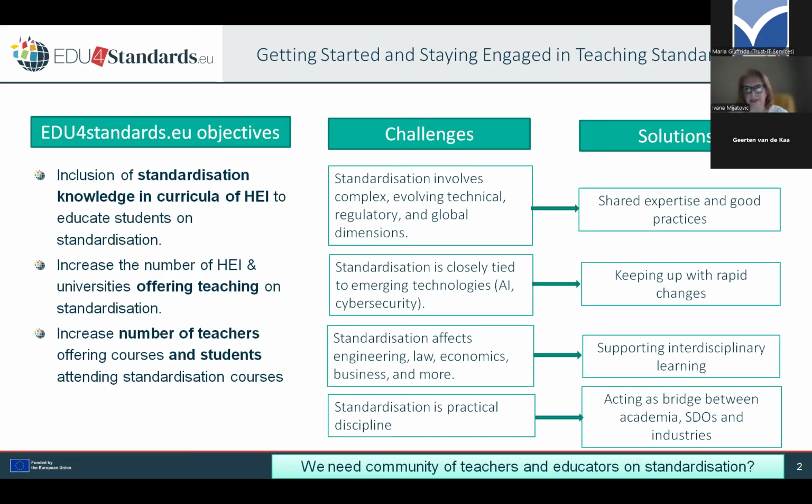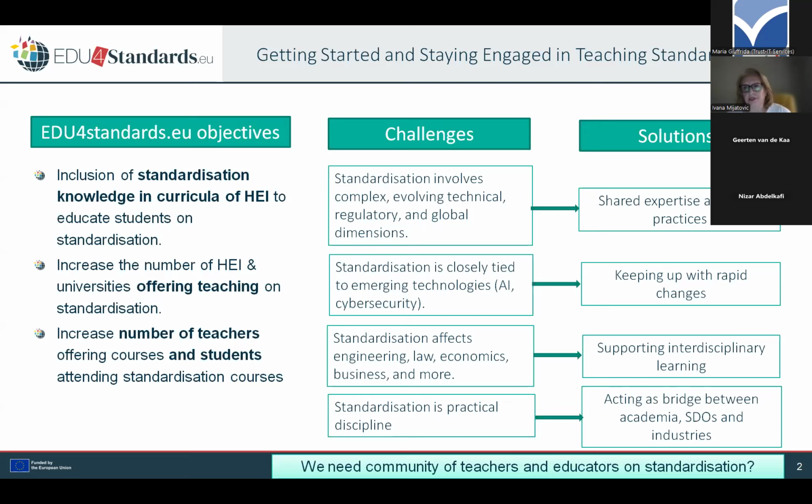On the other side, standardization is closely tied to emerging technologies like artificial intelligence, blockchain, cybersecurity, and so on. Keeping up with rapid changes in technology, rapid changes in geopolitics and other aspects of standardization can be very challenging. Having a group, having a system, having support in that can be very valuable to give a positive answer to the decision to start teaching standardization.